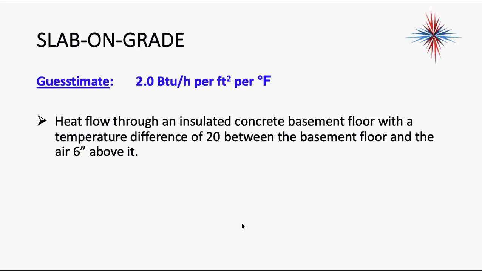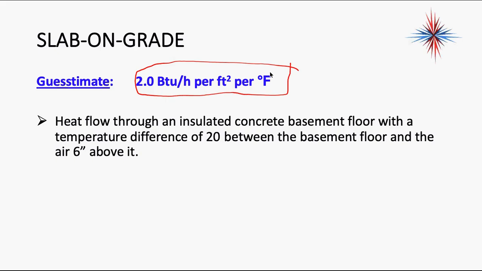Heat flow through an insulated concrete basement floor with a temperature difference of 20 degrees between the basement floor and the air 6 inches above it is 2 BTU per hour per square foot. It's a guesstimate, but it's usually right. So if any of you are doing your heat loads and have a slab floor, a concrete floor without a basement, or if you're including your basement in a heat load, your slab on grade is 2 BTU per hour per square foot per degree Fahrenheit.